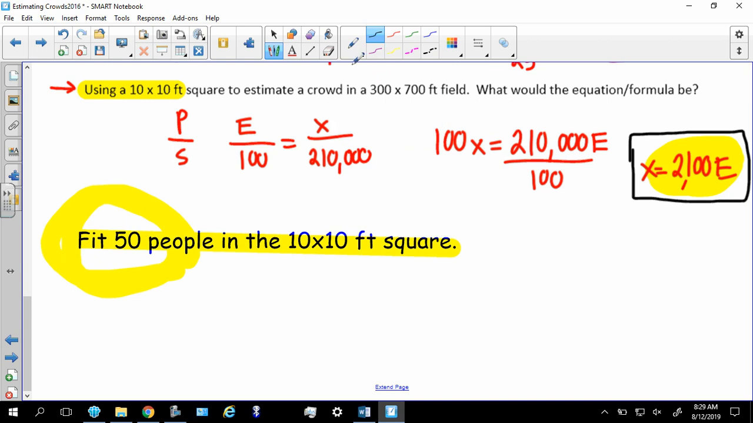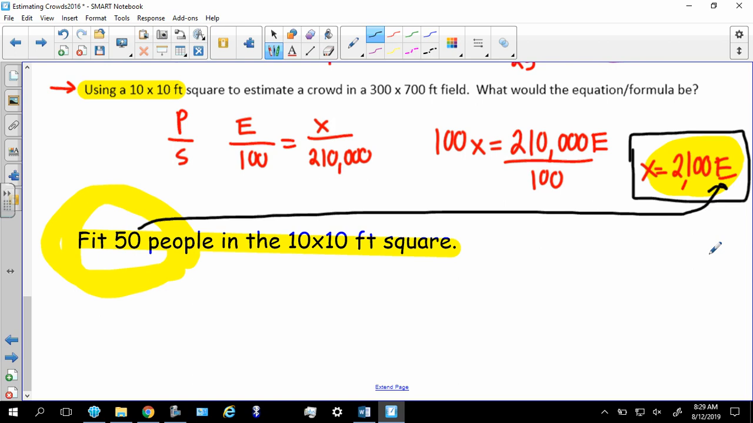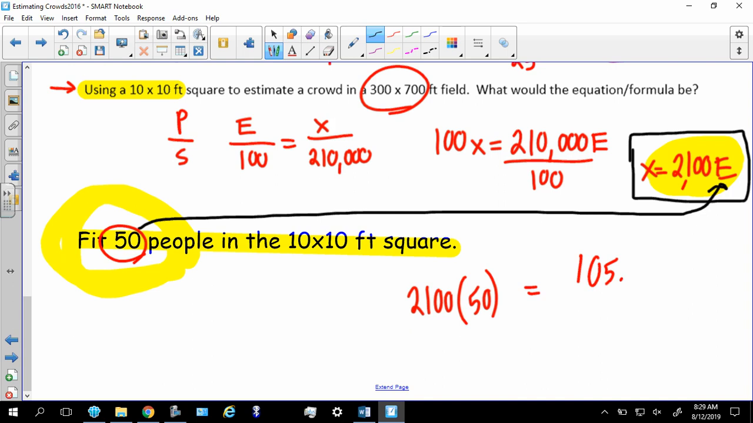So very simply, what you're going to do is you're going to take 50 people and you're going to plug it in for E. So 2100 times 50, and I just made 50 up off the top of my head, nothing special about 50. So that means in this field here, if I knew that 50 people could fit in my square, I would now have a more precise estimate, and it would be 105,000 people. There you go. All right, so pretty simple.